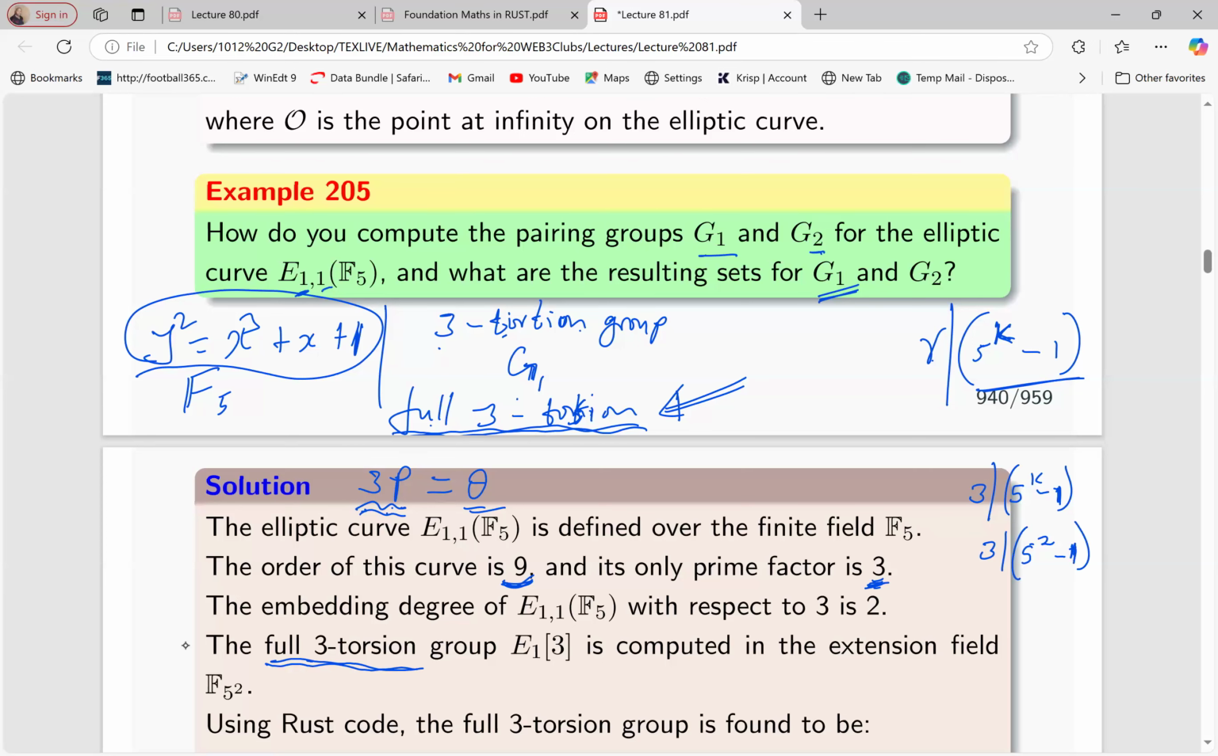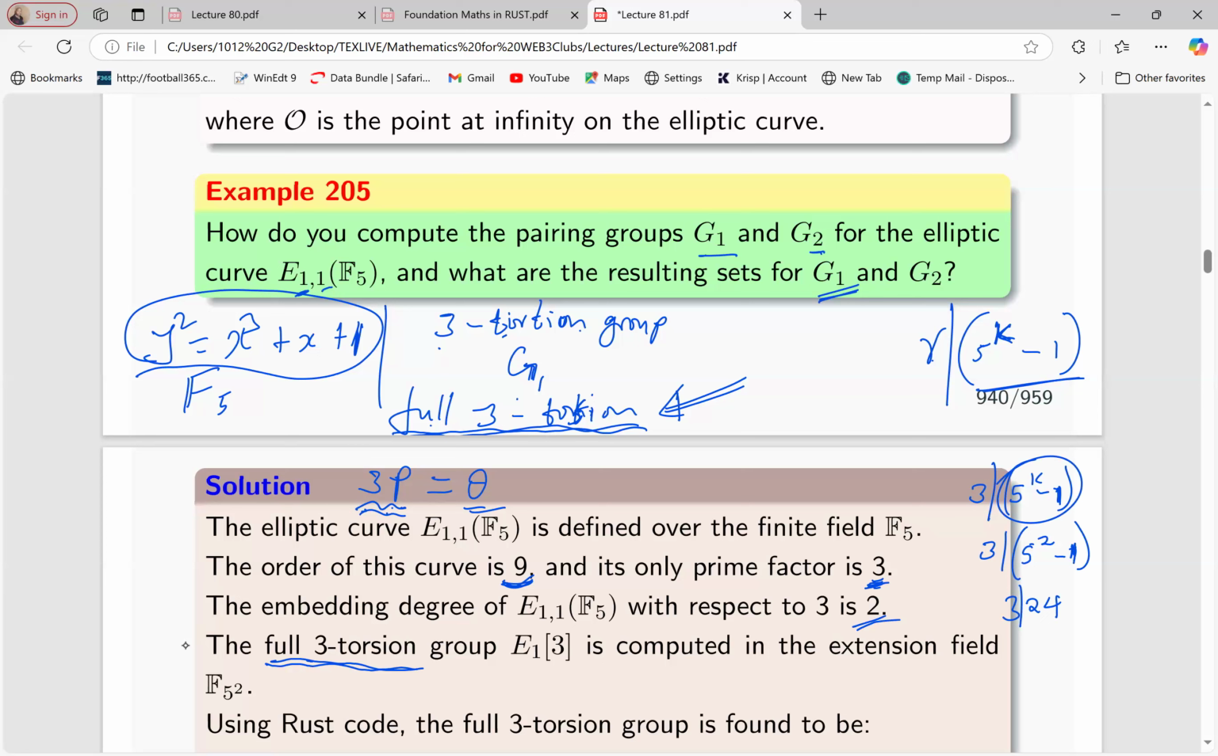5 raised to 2 is 25, minus 1 will be 24. So 24, 3 can divide it. So the least positive integer that can make this divisible by 3 is 2. And therefore 2 is the embedding degree.